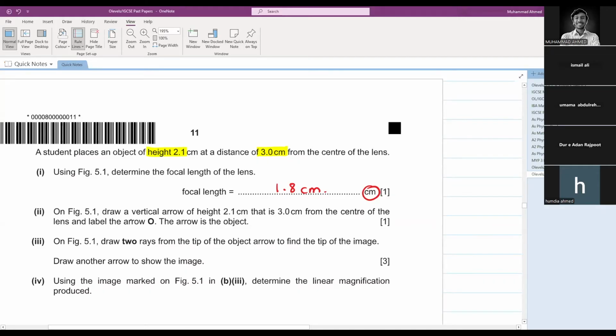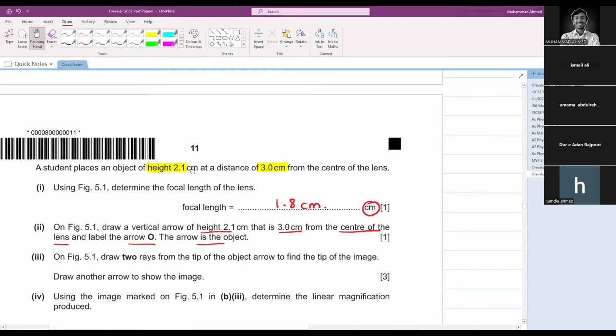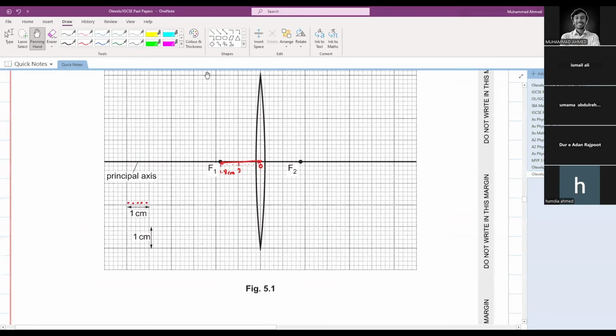On figure 5.1, draw a vertical arrow of height 2.1 centimeter, that is 3 centimeter from the center of the lens, and label the arrow O. The arrow is your object. Okay, so we have to draw a height of 2.1 centimeter at a distance of 3 centimeter. Let's draw that. So first of all, distance of 3 centimeter देख लेते हैं.